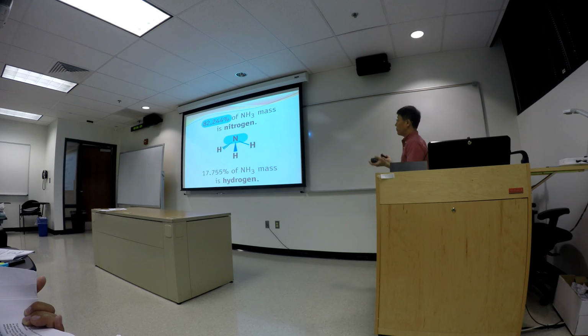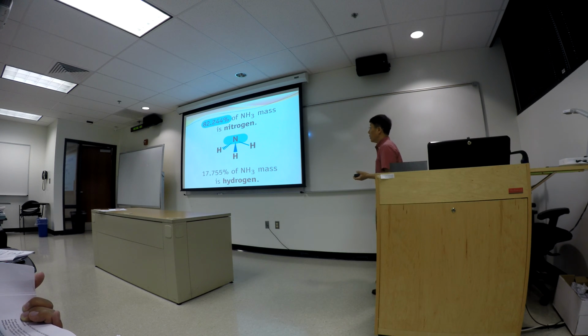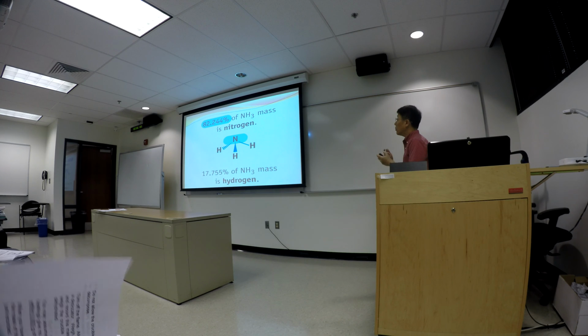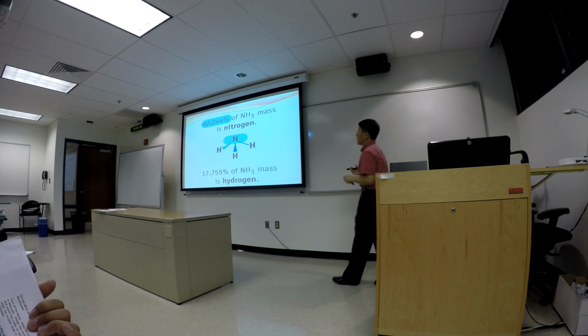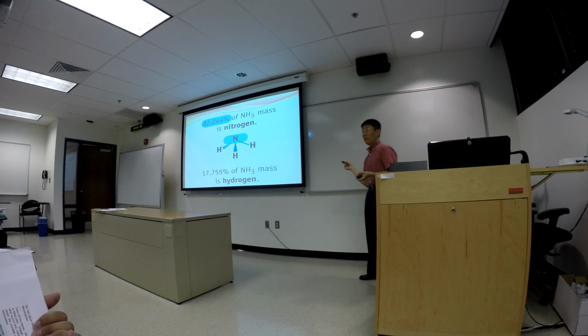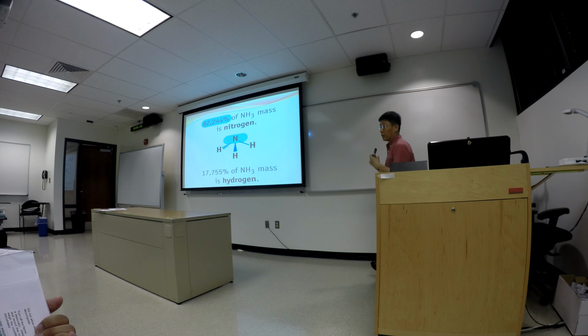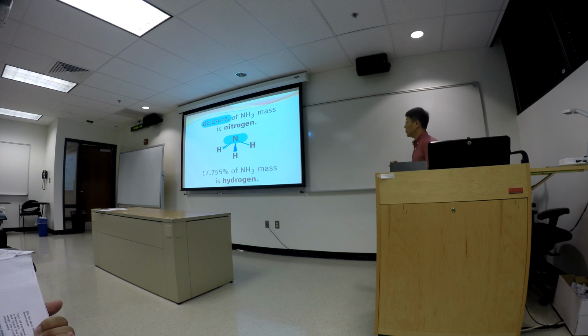Say, for example, ammonia, NH3, or water for that matter, H2O. How much, in terms of percentage, of ammonia is nitrogen? How much of it is hydrogen? Well, we do a calculation there, and we say that 82.244% of an NH3 molecule is nitrogen in terms of mass. So 17.755% of ammonia by mass is hydrogen. Now, how do we come up with these numbers?